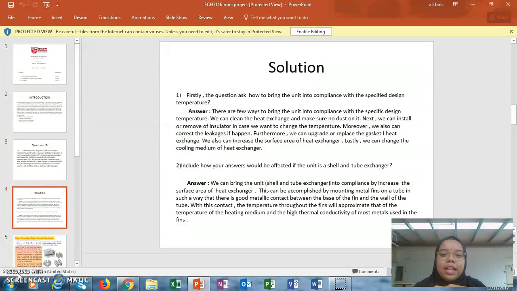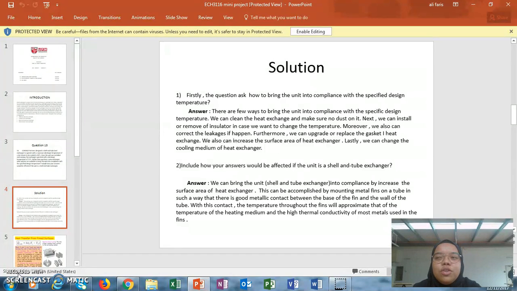Other than that, we can upgrade or replace the gasket of the heat exchanger, and we can also increase the surface area of the heat exchanger. By increasing the surface area, we make sure that the heat can be exchanged more efficiently. Lastly, we can change the cooling medium of the heat exchanger to a more efficient cooling medium. Number 2: how will your answers be affected if the unit is a shell and tube exchanger?